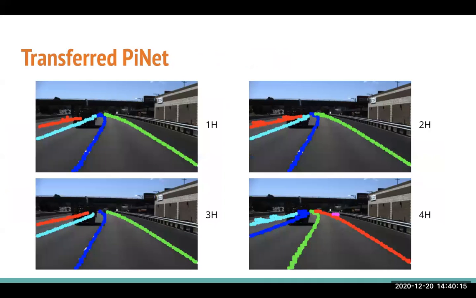Since PINet can be clipped and transferred without additional training, we trained the model with 4 hourglass blocks and tested the transferred model with 1, 2, 3, and 4 hourglass blocks. The 4 models all produced acceptable results. And the model with 3 hourglass blocks got the best result, which shows the clipping and transfer learning can not only save space, but also improve the performance.